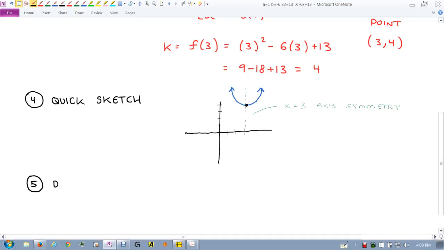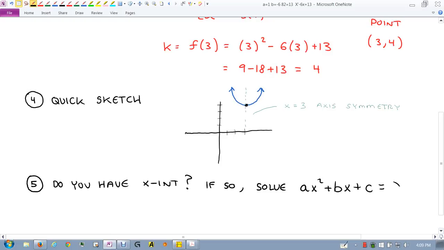All right, the fifth step in the process that I like to use is a question you ask yourself. Do you have x-intercepts? If so, solve ax squared plus bx plus c equals 0. That means we set the function equal to 0 and solve. What if we don't? We just move on to the next step. If not, move on.